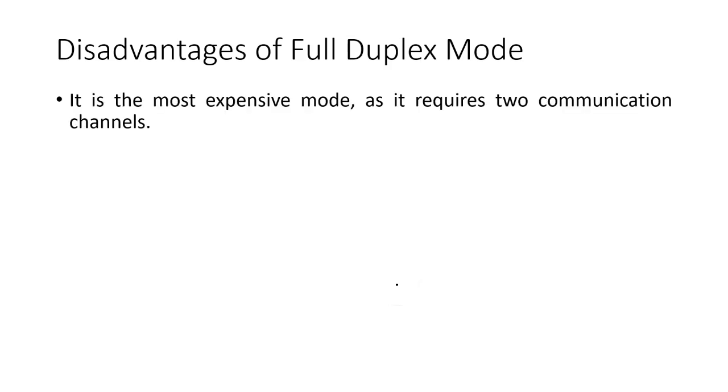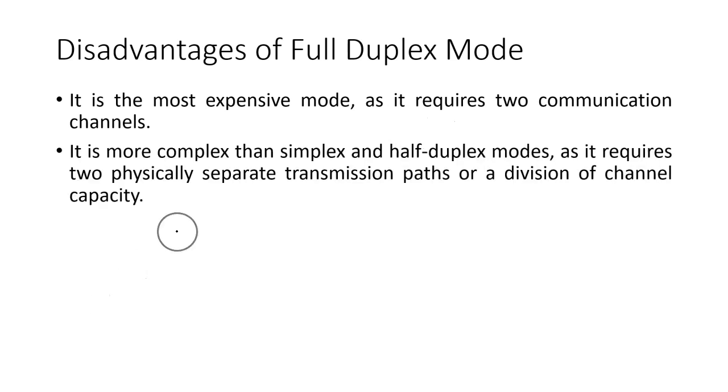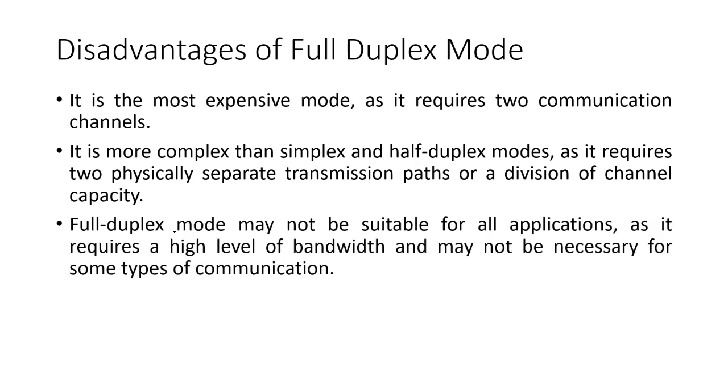Disadvantages of full duplex mode: it is the most expensive mode as it requires two communication channels, or we need a system to divide the capacity of the channel for sending and for receiving. It is more complex than simplex and half duplex modes as it requires two physically separate transmission paths or a division of channel capacity, as we have seen in the first point. Full duplex mode may not be suitable for all applications as it requires a high level of bandwidth and may not be necessary for some types of communication.